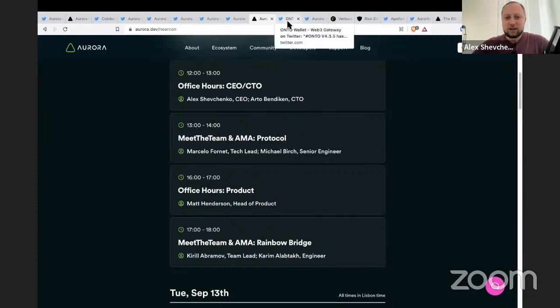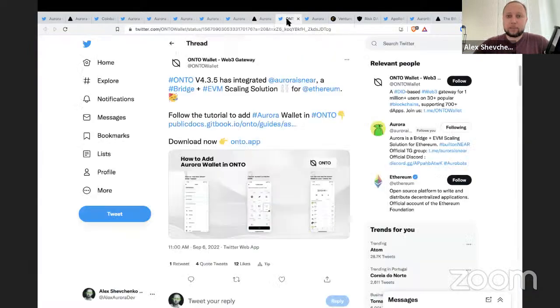And transitioning now into the news from the ecosystem, or the news that are closer to the ecosystem. Onto Wallet, a prominent wallet that works with the EVM compatible chains, has now integrated Aurora, and it is there by default. So for all Onto users, I hope you are going to find Aurora a nice destination chain.